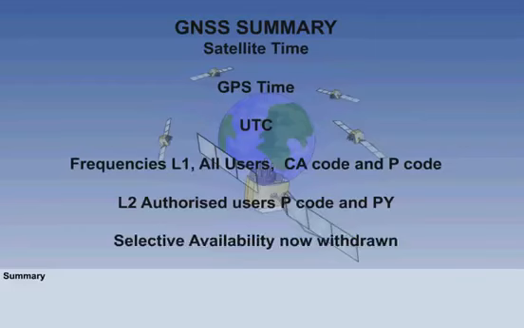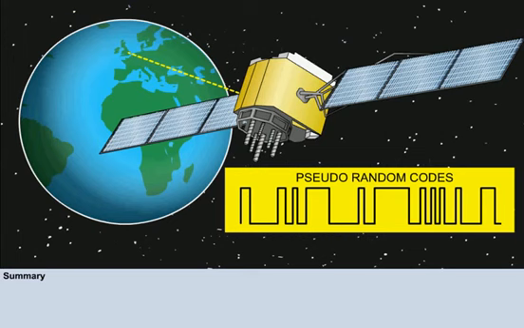GPS nominally offers two grades of service, standard and precise. However, selective availability has now been removed, so all users get the precise service. Pseudo-random codes identify the satellite and provide the time using code correlation technique. The range is the time between the satellite signal and the receiver signal codes times the speed of electromagnetic waves.